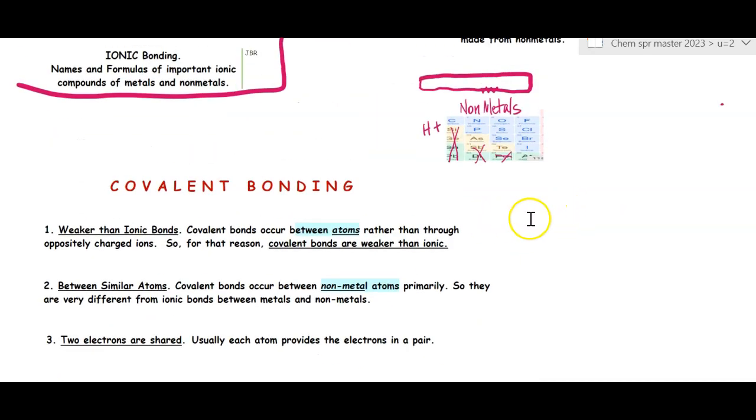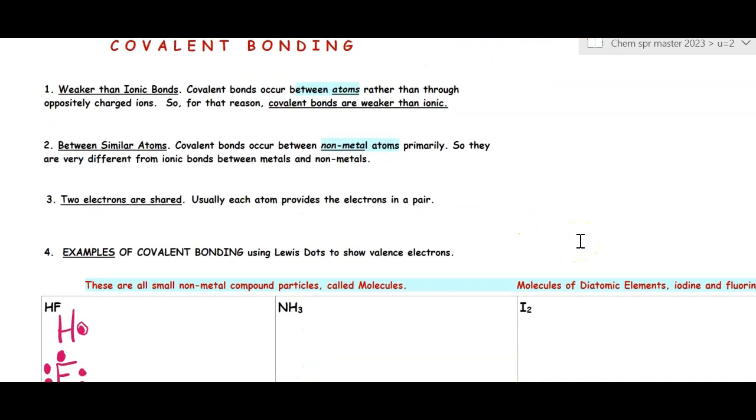So, covalent bonding. Why are they weaker than ionic bonds? Well, they occur between atoms rather than through oppositely charged, fully charged ions, +1, +2, +3. All right, so these are full-bodied ions. But covalent bonds are weaker than ionic for that reason because there are only partial charges. So I hope you're taking notes as I am talking. These are only partial charges.